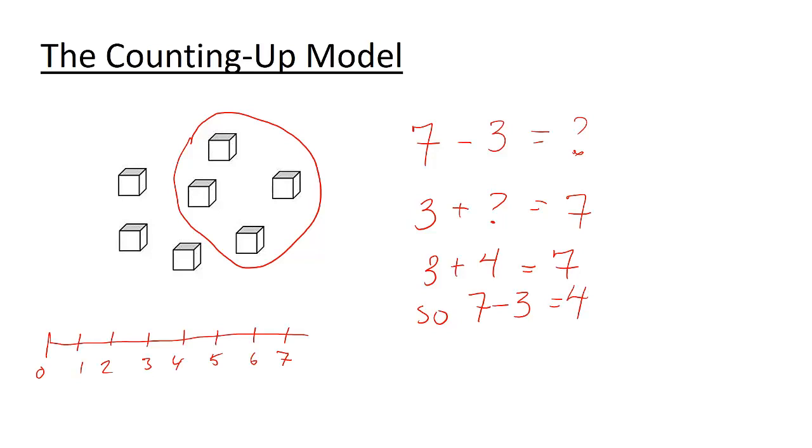This counting up model has a really nice advantage in that it's very easy to model on the number line with jumps. So if we're looking at the missing addend model, 3 plus what number is equal to 7, we would start on the number line at number 3, and we would keep jumping up until we got to the number 7. And notice here that we took 4 jumps to get to the number 7, and that is the final answer for our subtraction question.